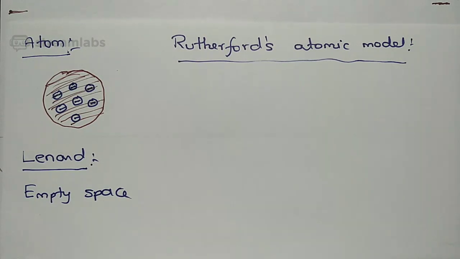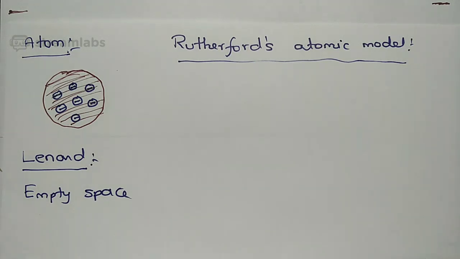What Rutherford did is he bombarded a beam of alpha particles. Alpha particles are the nucleus of the helium atom. They contain 2 protons and 2 neutrons. He bombarded these alpha particles onto a very, very thin gold foil, and he studied the deflections of the alpha particles. Based on that, he gave some conclusions regarding the atom that gave a clear picture of the structure of the atom.